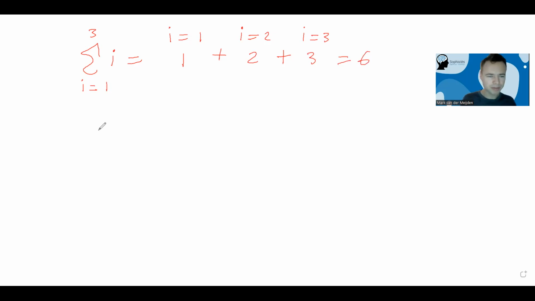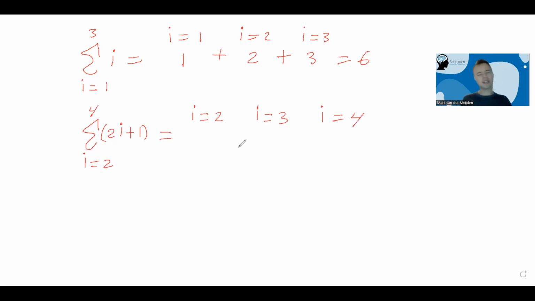So let's do a more difficult one. The summation with starting value 2, ending value 4, and now the expression will be 2i plus 1. Again, I start by writing down which values the i will be. So i will be 2 here, not 1, because the starting value is 2 now. Then it makes steps of 1. So we get i is 3, i is 4, and there it stops because the ending value is 4.